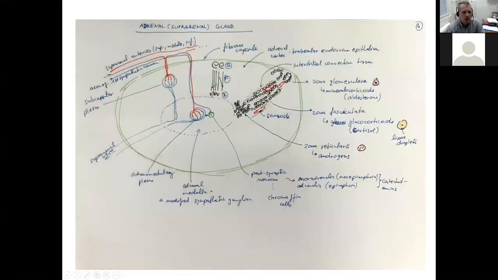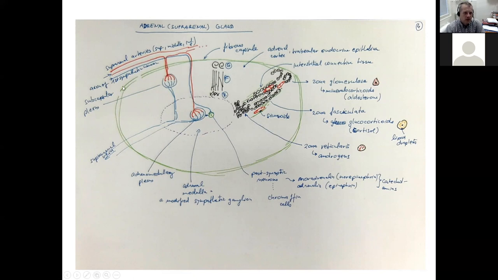So we proceed to the histology of the adrenal gland in a scheme. The adrenal gland actually consists of two completely different endocrine glands that are anatomically present in one organ. But during embryogenesis, they fuse together. So these are like independent organs that became one. And they also have a completely different histological structure in the cortex versus the medulla.